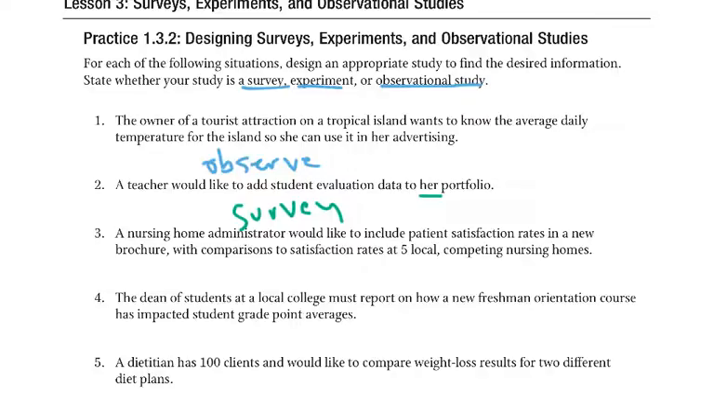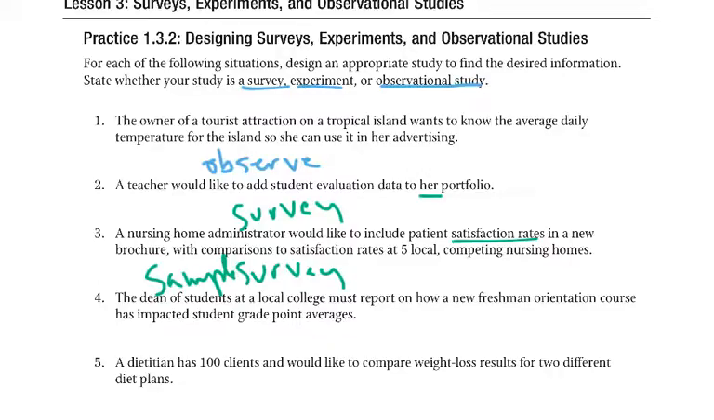Number 3. A nursing home administrator would like to include patient satisfaction rates in a new brochure with comparisons to satisfaction rates at 5 local competing nursing homes. So a survey here would be a great one to go with again, right? Because you're looking for satisfaction rates. So a survey, maybe you try to get all of them, but most likely you'd probably do a sample survey and get only some, write up some questions that have to do with it. And then try to get them to be given at the other ones as well, because if you're trying to compare it, you would need it from more than just your own.